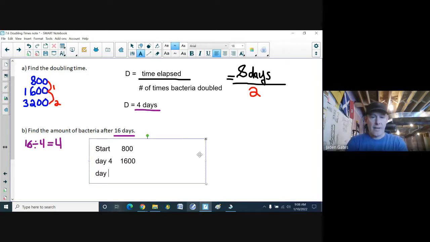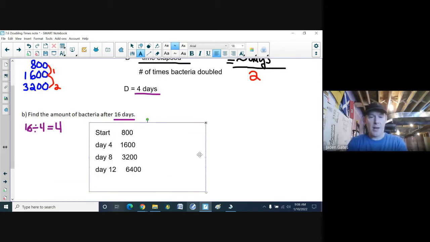On day 8, so I'm adding 4 days because the doubling time is 4 days, but I'm doubling my bacteria. I get 3,200. But I'm still not up to 16 days yet because another 4 days will go by and I'm on day 12. And again, I double my bacteria and I get 6,400. Again, adding 4 days to my time, but yet doubling the amount of bacteria. And so I add 4 days to 12, I get day 16. That's what I'm looking for here.